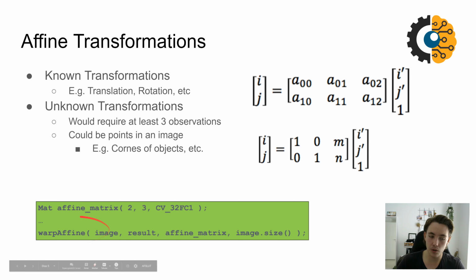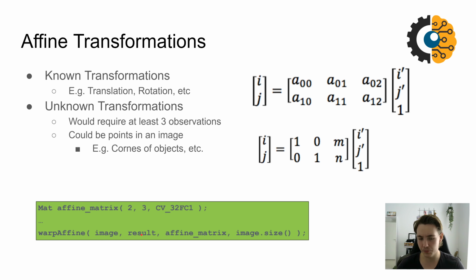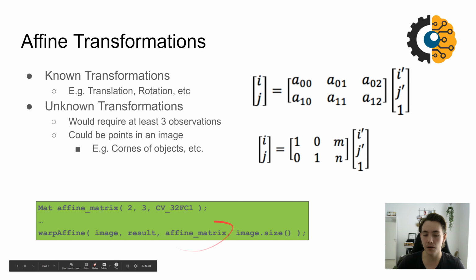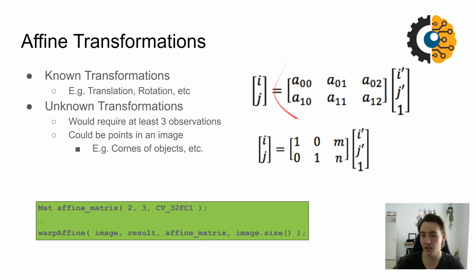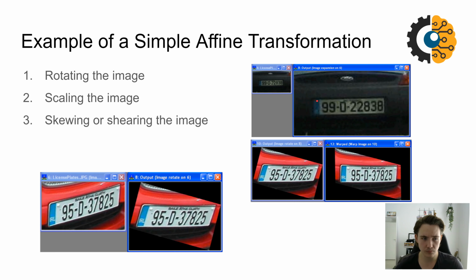And then we have this warpAffine here, which is doing the actual transformation of the image, where we first give it the input image and the output image, where we want to store the transformed image, and then we give it the affine matrix here, which is the matrix up here with all the coefficients that we want to apply to our image.